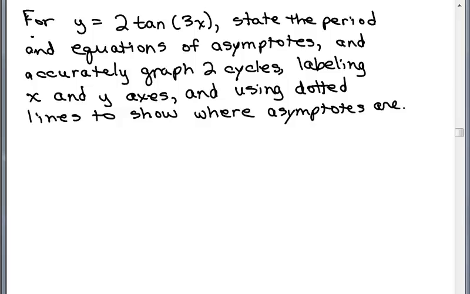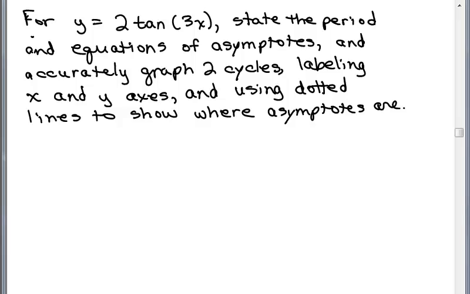We're going to graph y equals 2 tangent of 3x. We're going to state the period, the equation of the asymptotes, and graph 2 full cycles, making sure we label the x and y axes, and using the dotted lines to show where the asymptotes are.